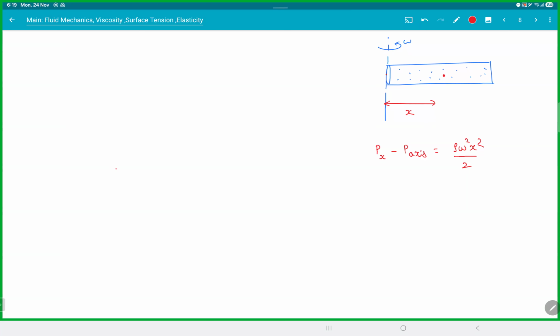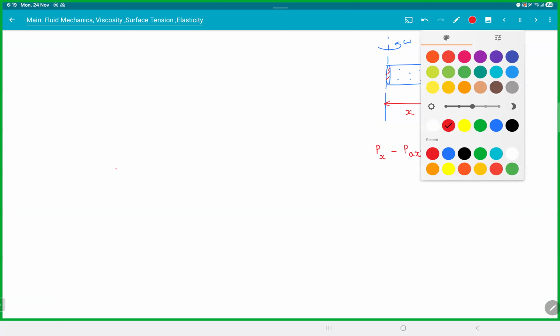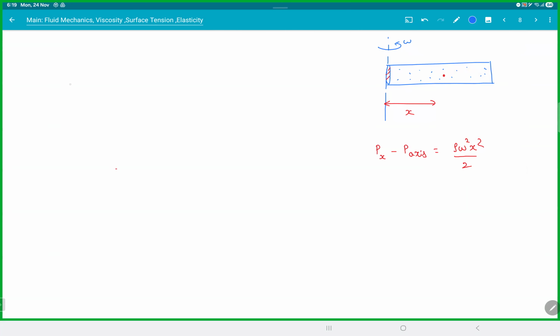Clear with this? That's between the axis, and so the pressure at the axis we don't know, getting it? So it could be an open container or something. This is one. Suppose the same thing, if you have a rod, the rod is rotating with omega and there is a magnetic field.